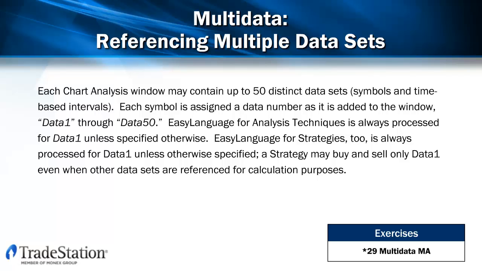Using the data keyword in a multi-data chart, you can actually have 50 different data streams in one chart. So you could create your own index as well. You could maybe put 30 symbols in a chart and create a weighted index of those symbols and track that index historically. So lots of different things that you can do with this.